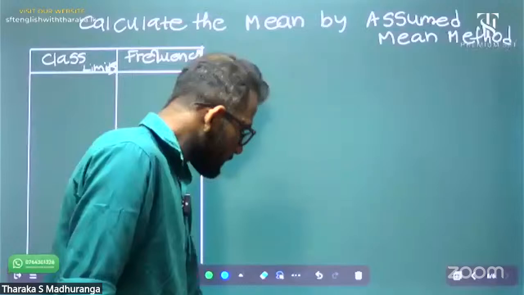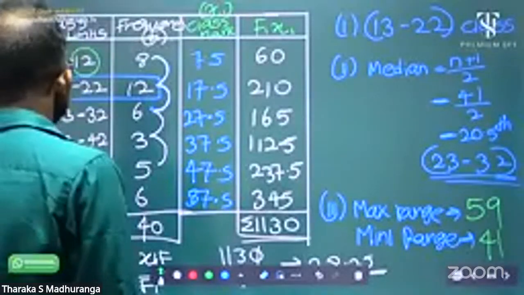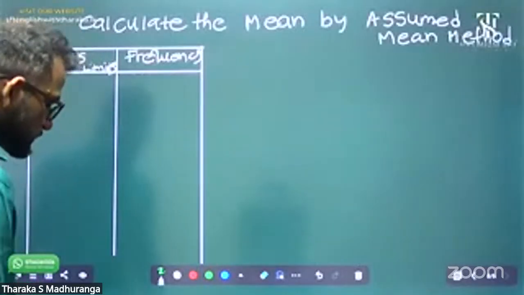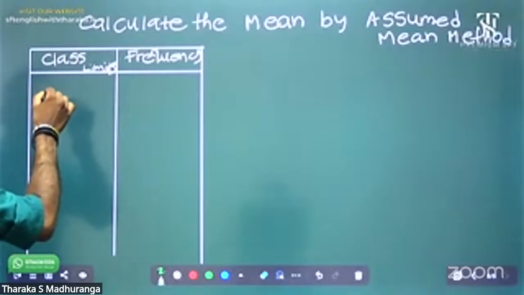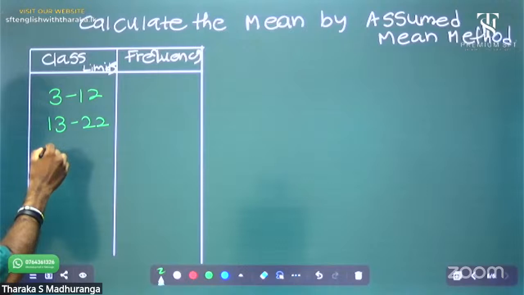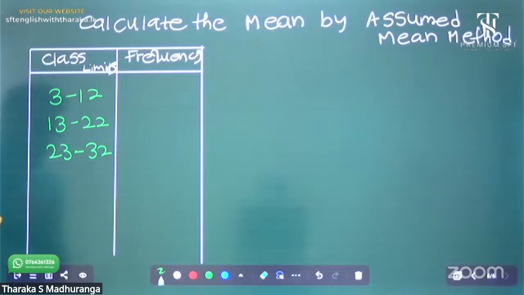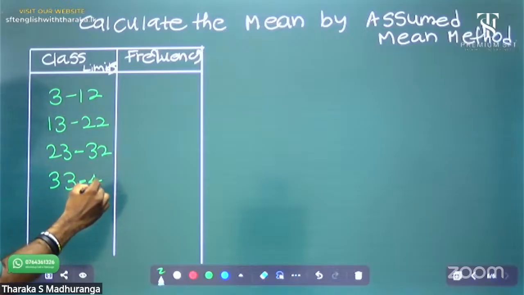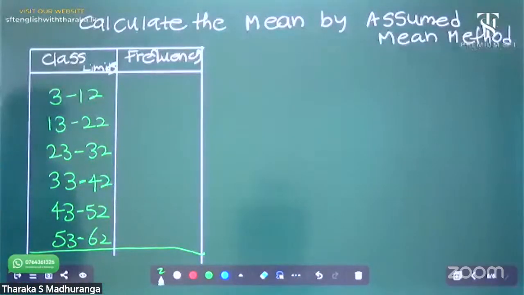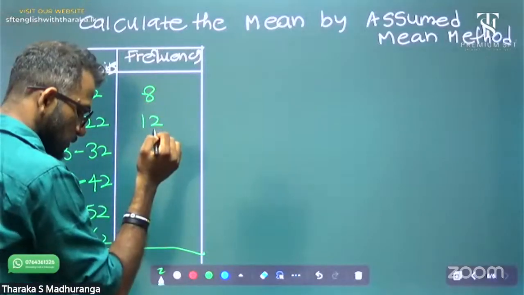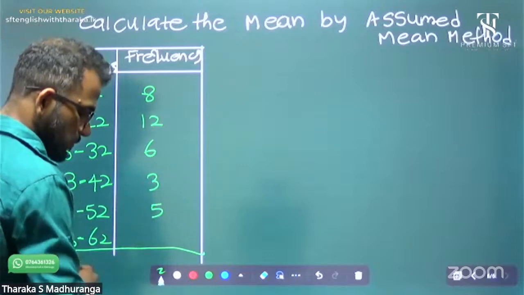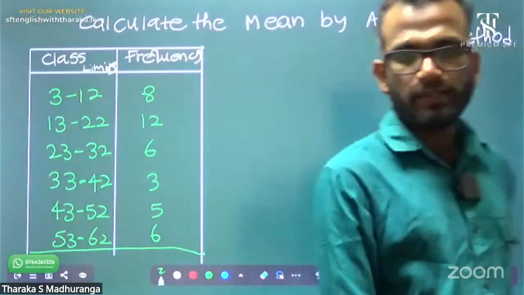Let's take the previous question table and make a table, then we can compare. 3 to 12, 13 to 22, 23 to 32, 33 to 42, 43 to 52, 53 to 62. Assumed mean method.